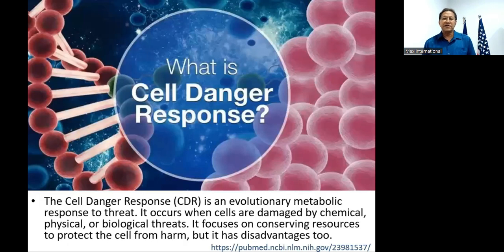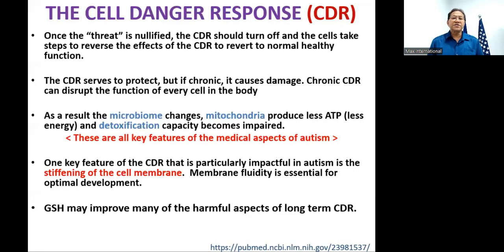So what is the cell danger response? This cell danger response is an evolutionary metabolic response to threat. It occurs when cells are damaged by chemical, physical or biological threats. It focuses on conserving resources to protect the cell from harm, but it has disadvantages too. Once the threat is nullified, the CDR should turn off and the cells take steps to reverse the effects of CDR to revert to normal healthy function.